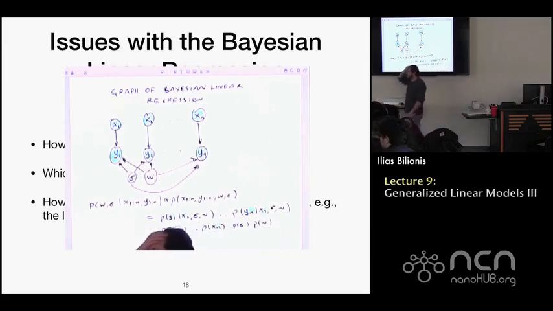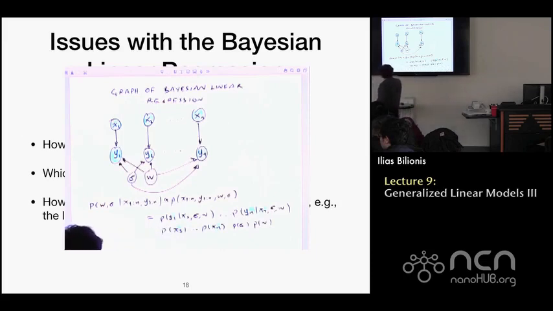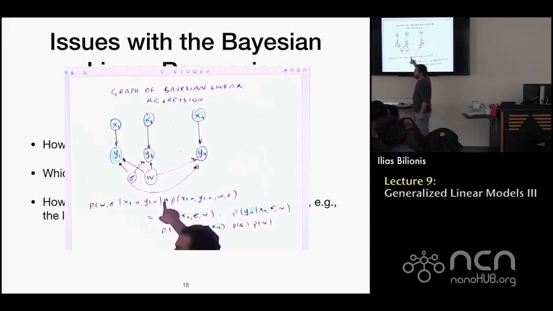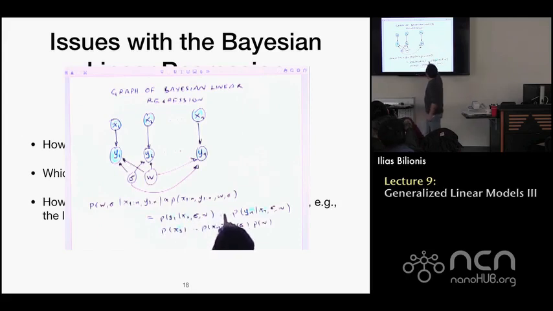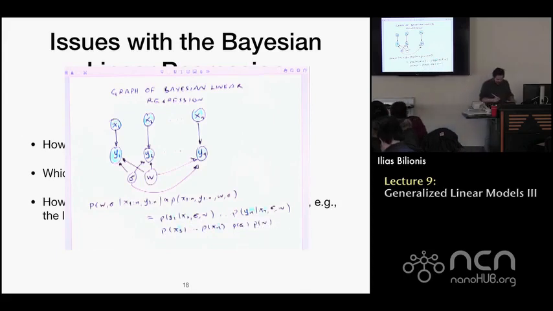Yes? For that to be an equal sign, the probability of y1 conditional on x. No. The probability of y1 conditioned on x1, sigma, w. That looks like a 2. Yeah, it kind of looks like a 2. That's true. It's a 1.